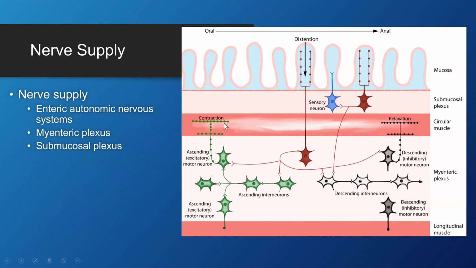And when we talk about contractions, this is going to be our peristalsis. When these big muscles, circular and longitudinal, contract, we call it peristalsis, and this is what propels chyme through the lumen of your intestine.